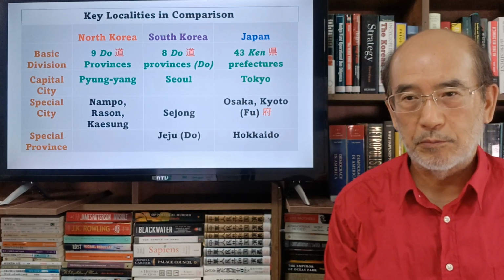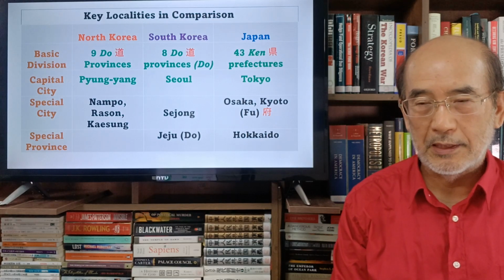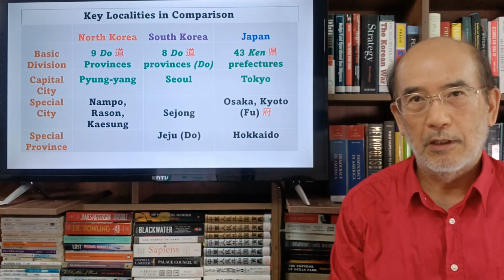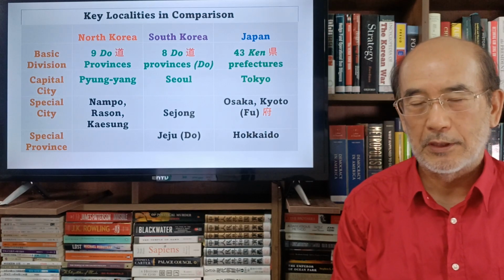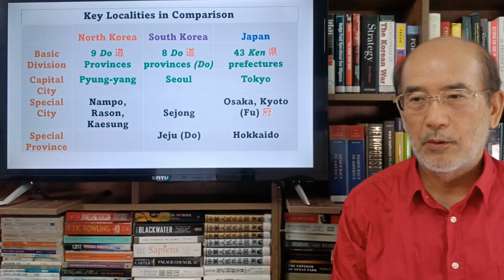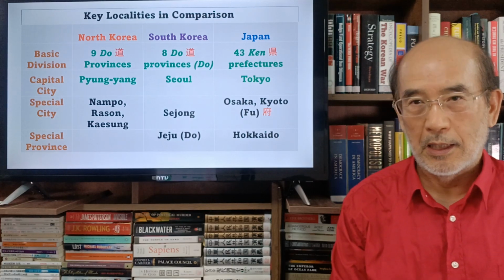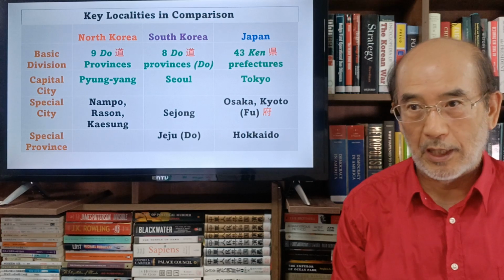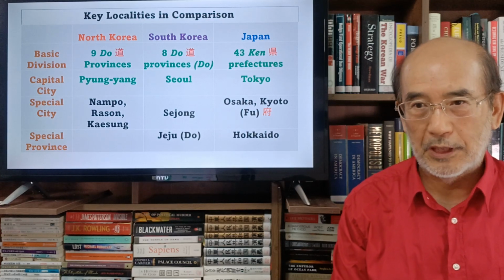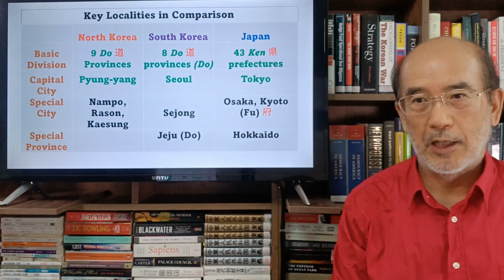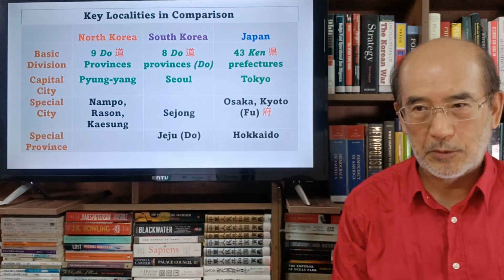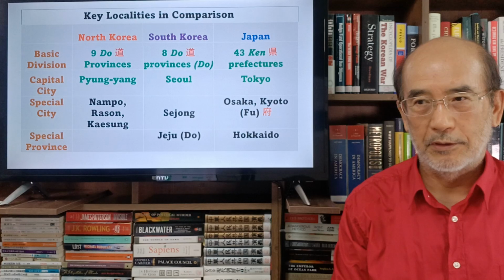Also, we have special provinces. The special province in South Korea is Jeju. Some of you may have traveled to Jeju Island, which is a big island in the southernmost part of the Korean Peninsula, and in the middle of the island we have a volcano. So Jeju is one do. At the same time, it is the Jeju special province.